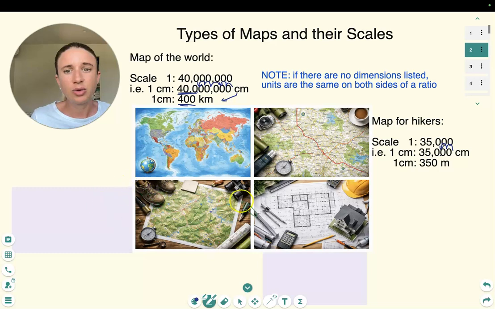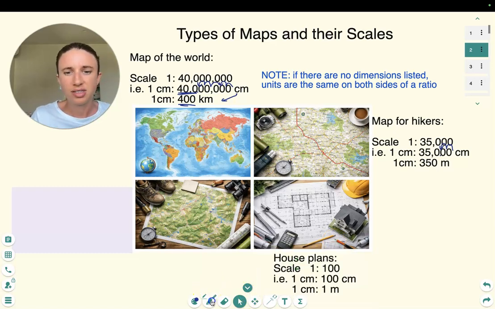Over here, we may as well go clockwise. So look at this drawing here. This is of like a house plan. Okay, so that might be bedroom 1. That might be bedroom 2, lounge area. Let's have a look at what the scale would look like for this. So see how it's getting smaller each time? We got a world map that had lots of zeros in the scale. Map for hikers, slightly less. And we've got this house plans one, which is much less. So 1:100 means 1 centimeter to 100 centimeters. And then 100 centimeters in a meter. So you can have some nicer units with not many zeros.